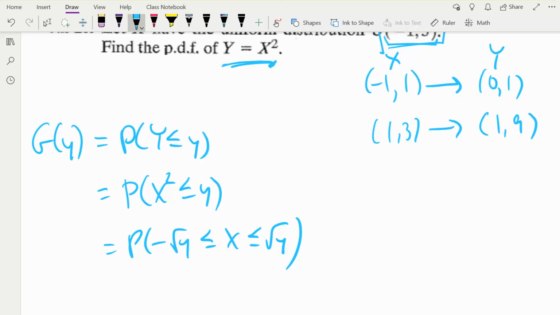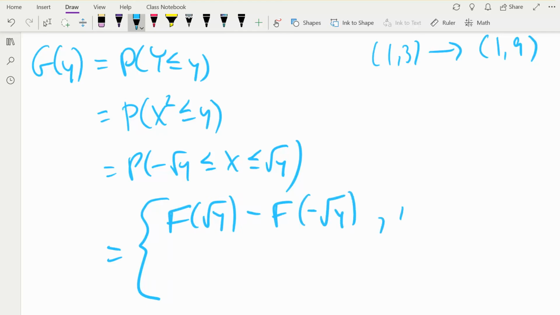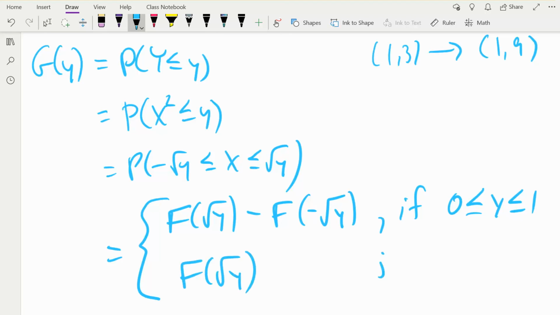So this is equal to a piecewise defined idea. This is equal to capital F of root y minus capital F of negative root y if y is between 0 and 1, the part where we have to worry about folding over the top of itself. And it's just capital F of root y if the y is between 1 and 9. Because again, the other part's guaranteed, right?